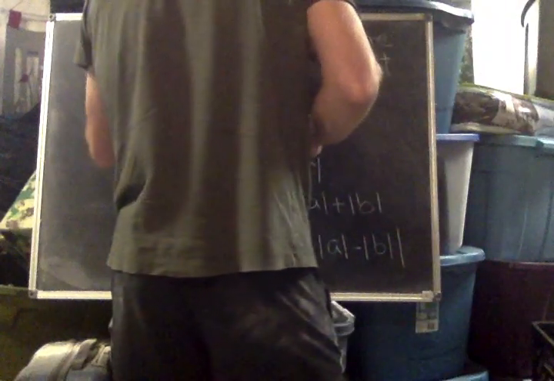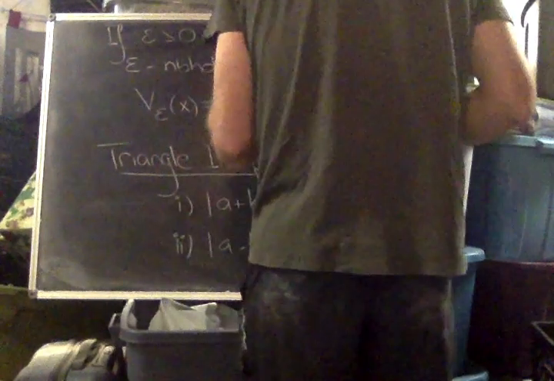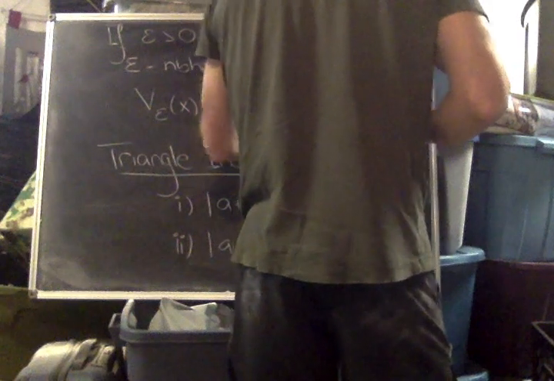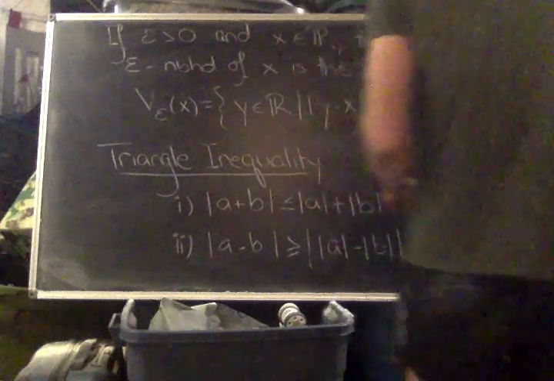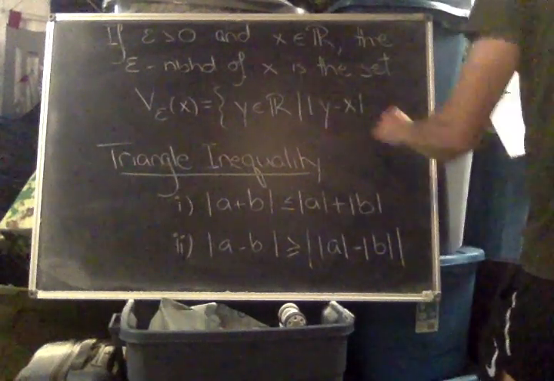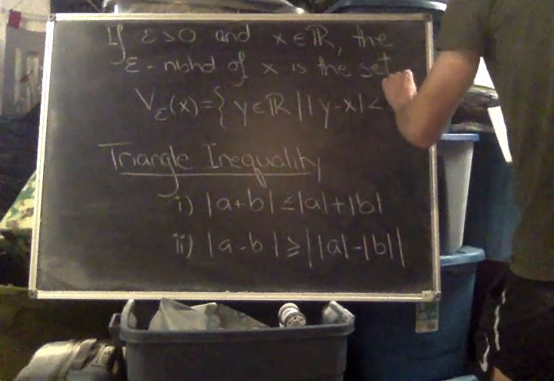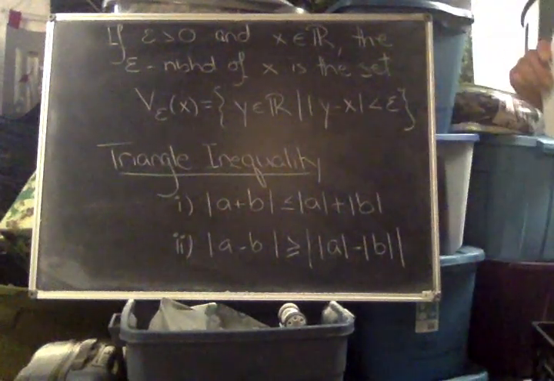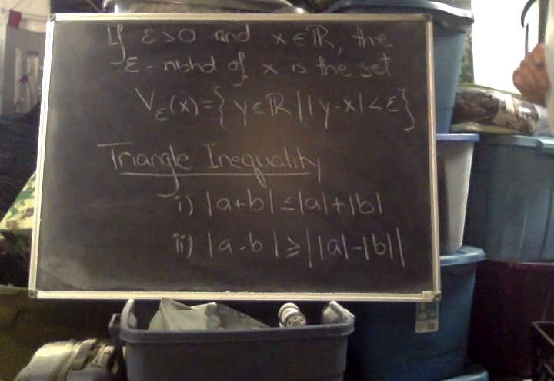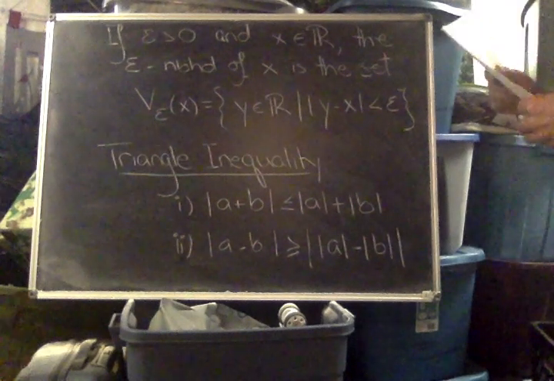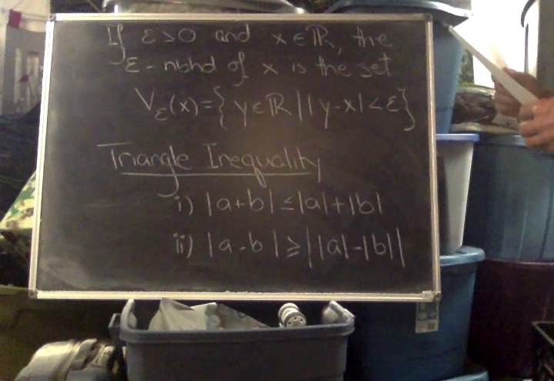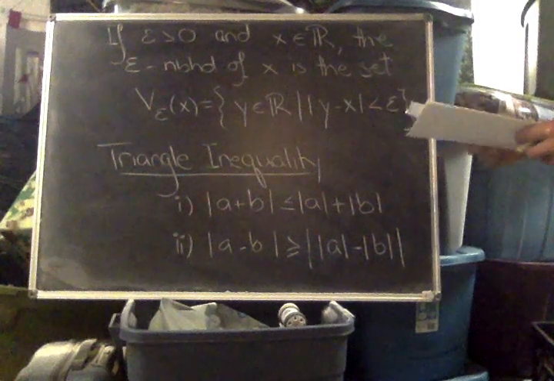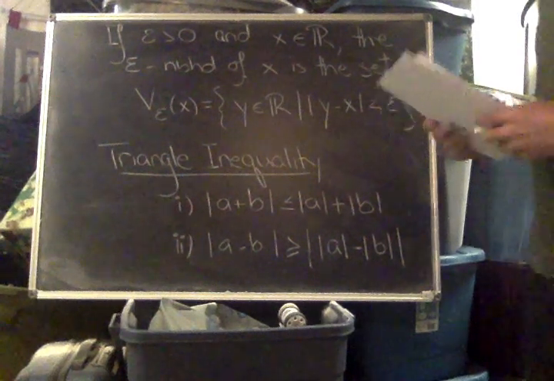So it's usually denoted by V sub epsilon of x. And that's equal to the set of all real numbers y with the property that their distance from x, as measured by the absolute value of y minus x, is strictly less than epsilon. Okay? So there's the epsilon neighborhood of a point on the real line. Okay? And that concludes the stuff that you really need to know from section 2.2.